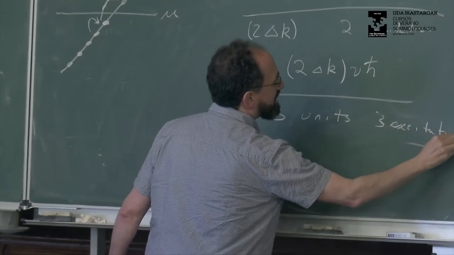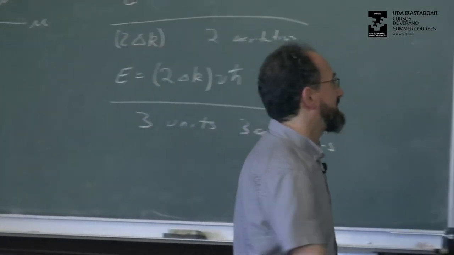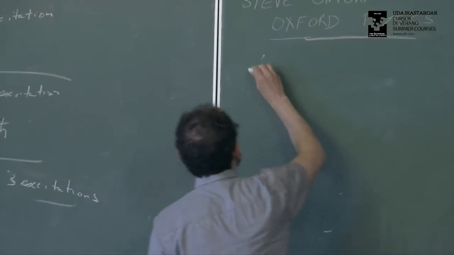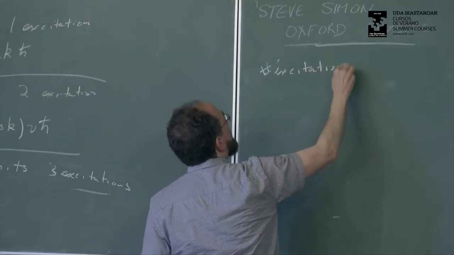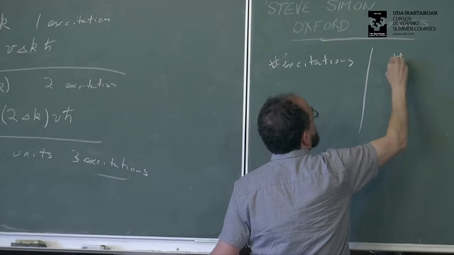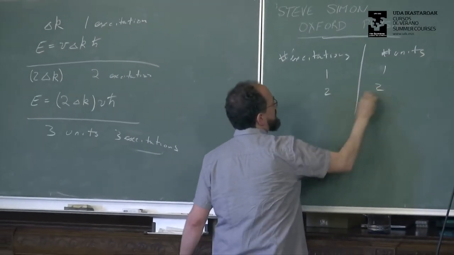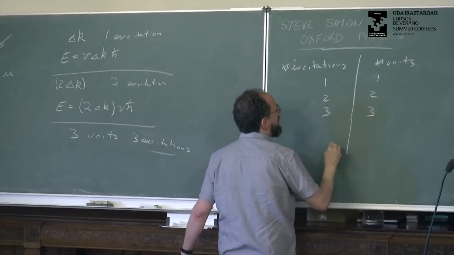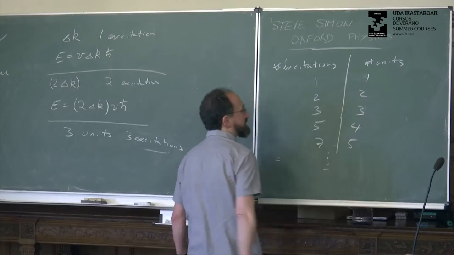And this gives us a series of the number of excitations at number of units. So number of excitations, we'll make a table. Number of units. So there's 1 excitation at 1 unit, 2 excitations at 2 units, 3 excitations at 3 units. There's 5 excitations at 4 units, and 7 excitations at 5 units, and so forth and so on.